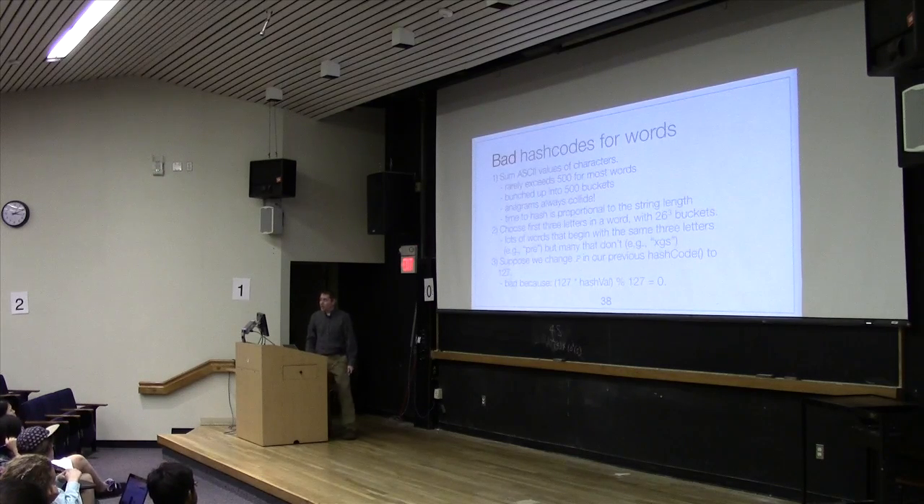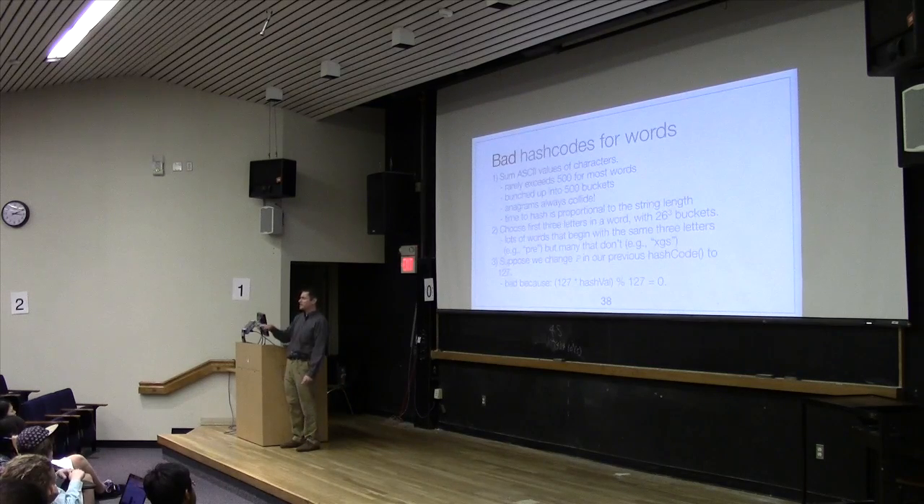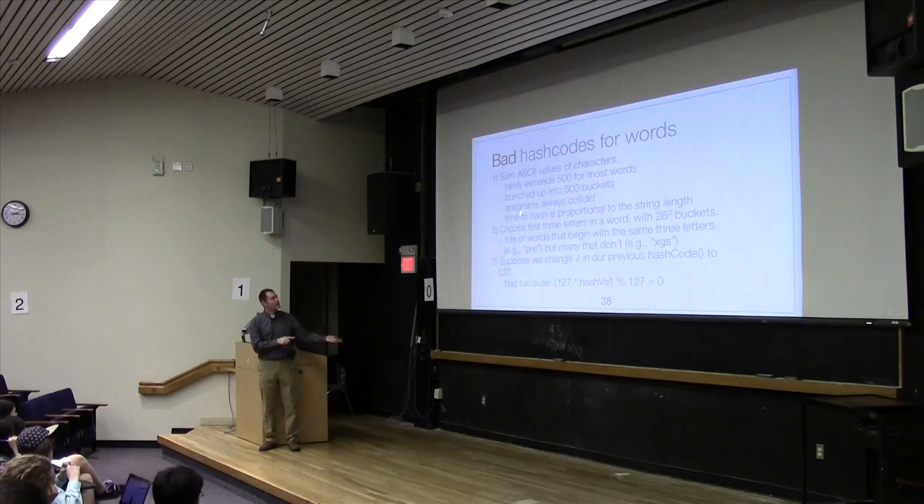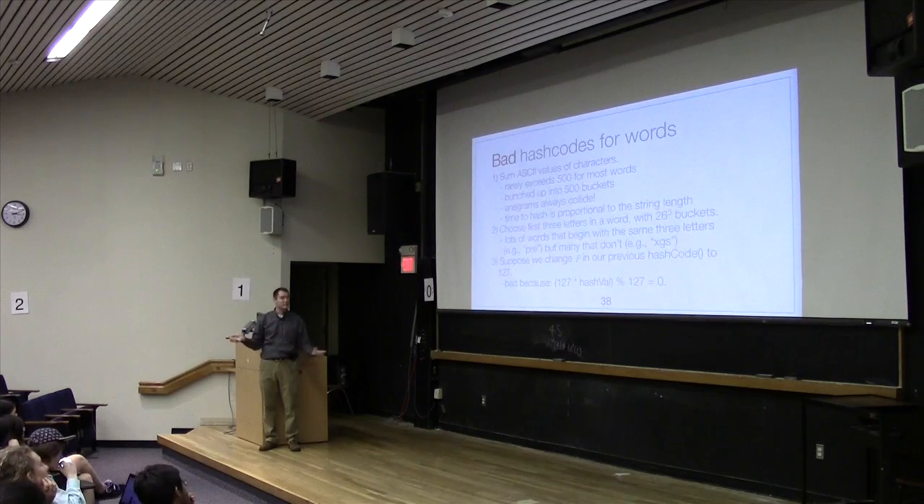Bad hash codes. A lot of people say, hey, here's a good hash code: just add up all the ASCII values of the word. Not so good. Why is that not good? Well, first of all, most words never get above 500. That means you can only have 500 buckets. Not good if you're doing lots of words. Anagrams always collide, because you're just adding up the individual letters. And you do have to go through the whole string again, so it's not good.